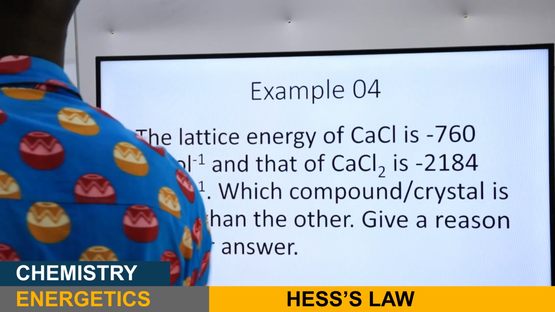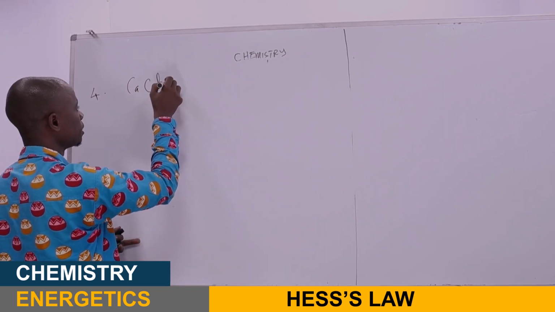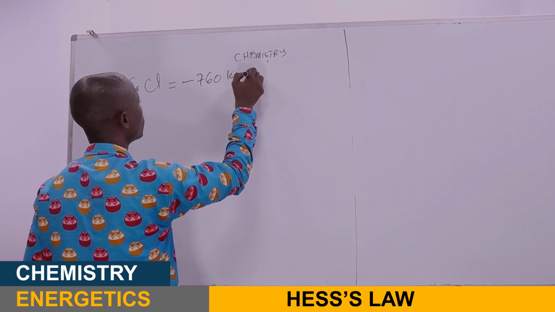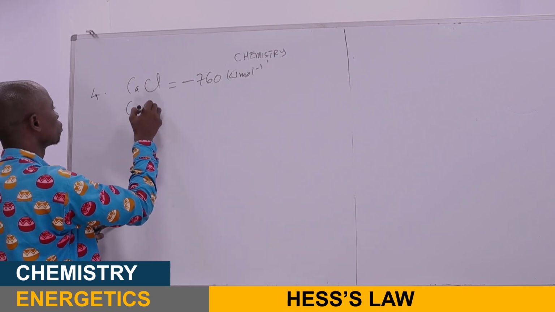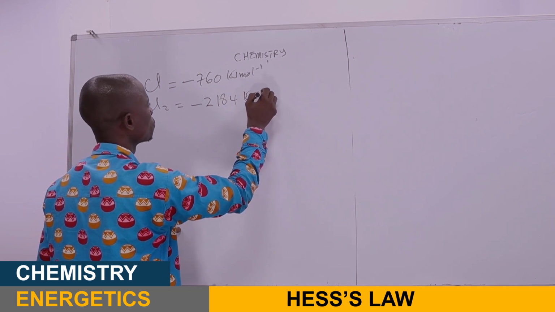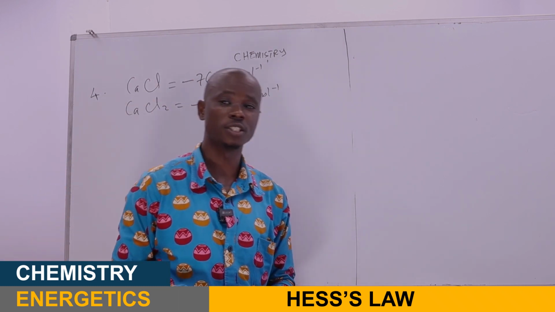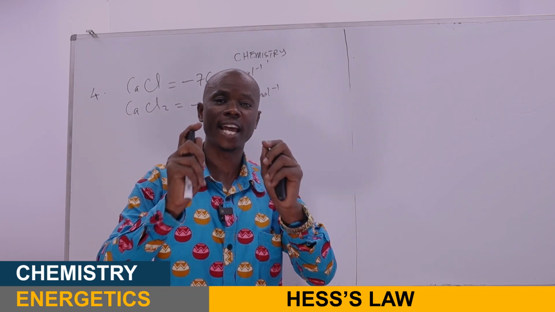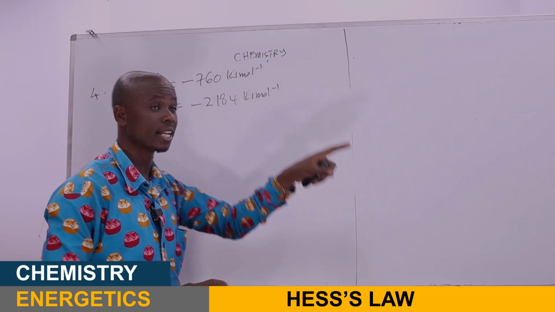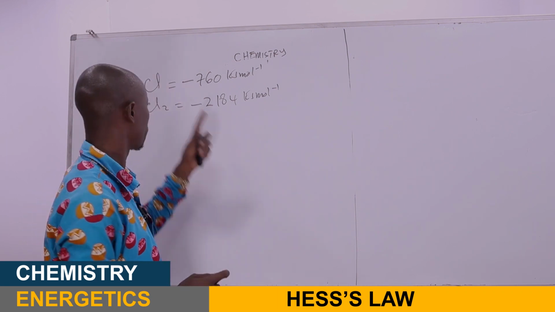When you are given the compounds, in this example 4, you are given calcium 1 chloride. The enthalpy is negative 760 kilojoules per mole. The second one is calcium 2 chloride, at negative 2,184 kilojoules per mole. When you are given these questions, you have to compare the energies which are given out, because the processes of forming these compounds are purely exothermic, as their values are given in negative. The enthalpy changes are negative, so they are exothermic.